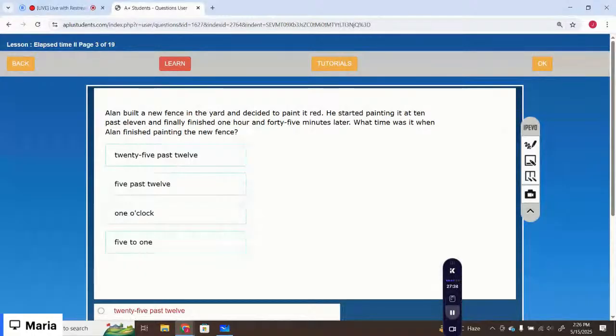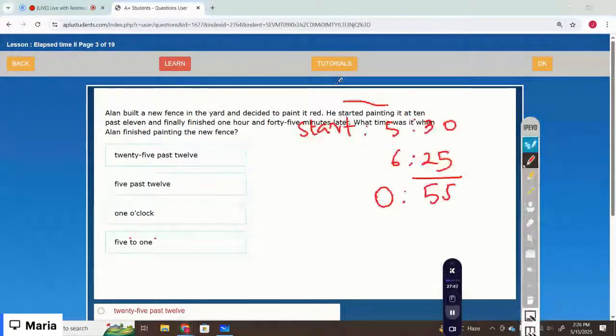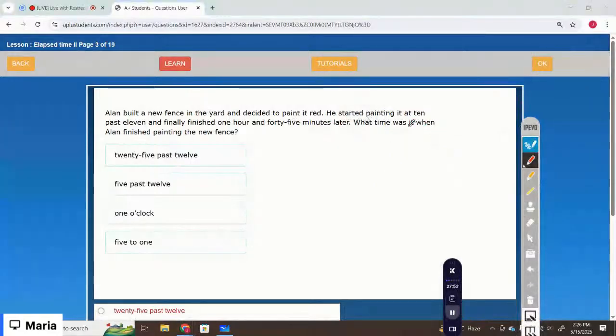Alan built a new fort fence in the yard and decided to paint it red. He started painting it at 10 past 11 and finally finished 1 hour and 45 minutes later. What time was it when Alan finished painting the fence? So he started at 10 past 11. It finished after 1 hour and 45 minutes. So we just have 1 hour and 45 minutes.